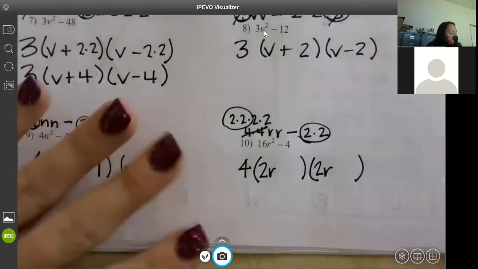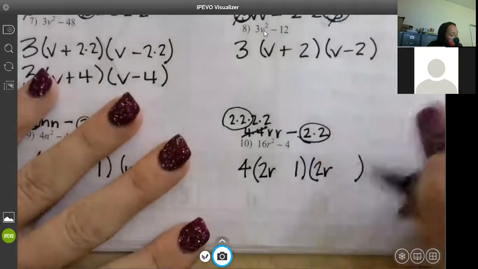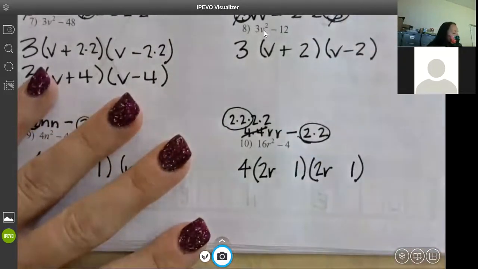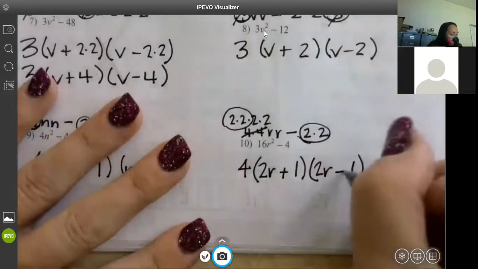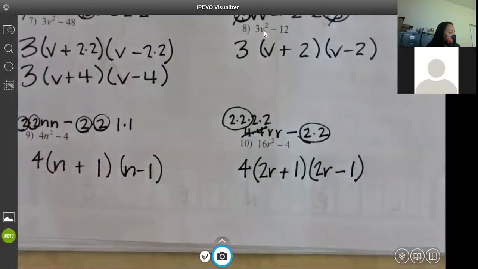What do I write if I circle everything? 1, and write it in both of them. 1 is positive, 1 is negative. All right, so that's literally it. That's all there is for your notes.